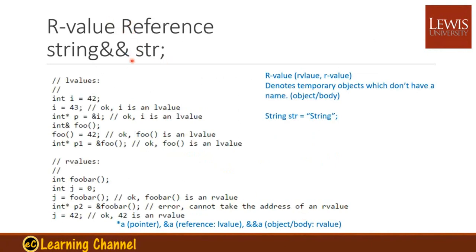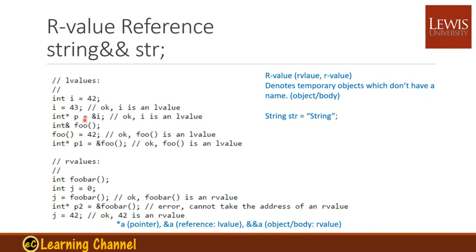R value, a reference, and start string at alias sign string. An R value is the right-hand side value, denoting a temporary object: you provide a temporary value and it is assigned somewhere. On the left-hand side we have L values. So I equals 42, I equals 43. That is an assignment of a right-hand side value to a left-hand side value.